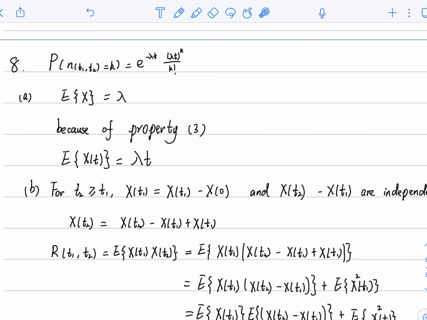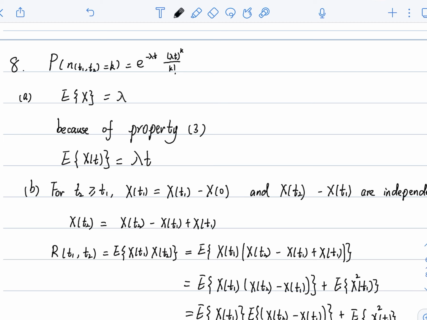For the first question, which asks us to calculate the expected value of X(t), the stochastic process, we know from the previous lectures or homeworks that if X is a Poisson distributed variable, the expected value of this distribution is equal to lambda, which has already been proved in the previous lectures.